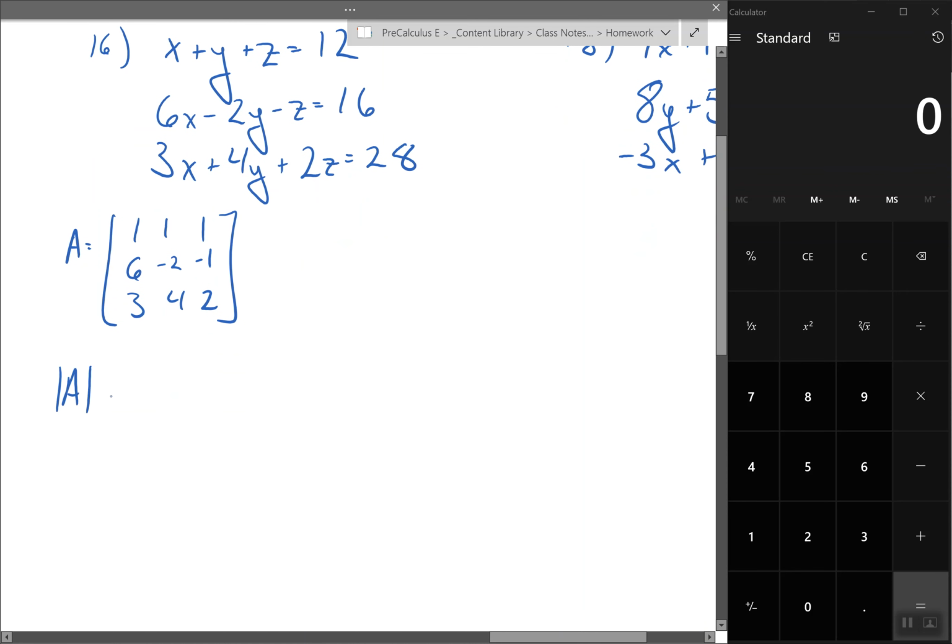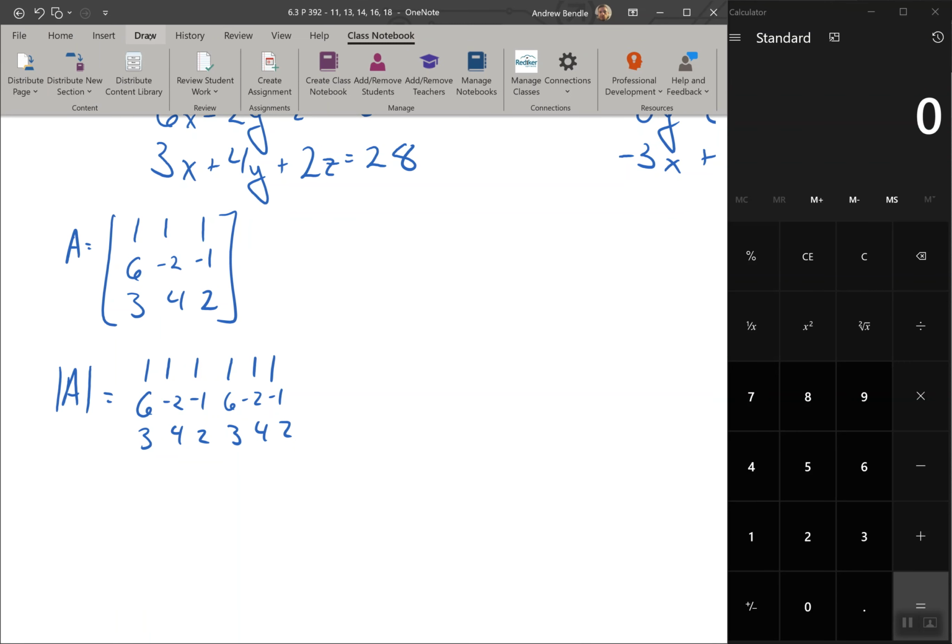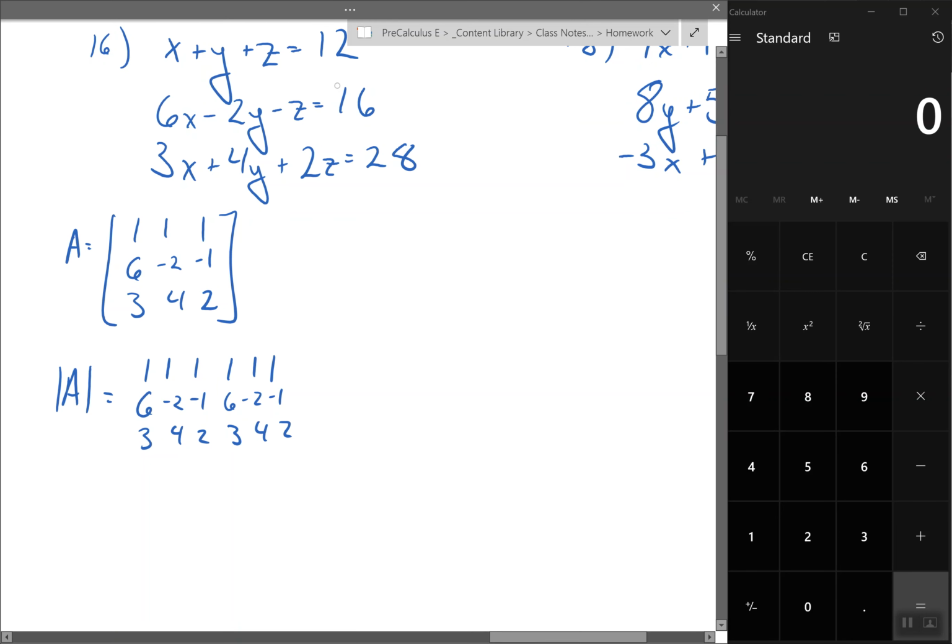Now to get the determinant of that, we need to take that and recopy it exactly right next to it. And then 3, 4, 2, 3, 4, 2. So I'm going to use a little bit of highlighting here. I probably should have done this on the original notes.